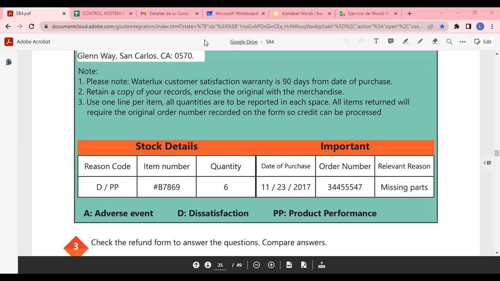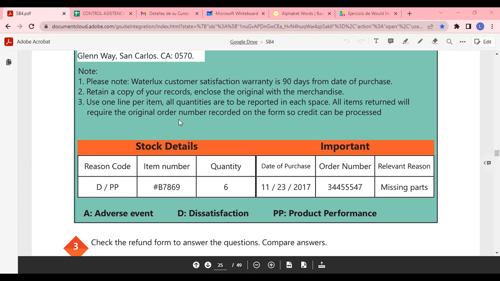One, please note. Weather Loop customer satisfaction warranty is 90 days from day of purchase. Second, retain a copy of your record and enclose the original with the merchandise. Three, use one line per item. All quantities are to be reported in each space. All item returns will require the original order number recorded on the form so credit can be processed.